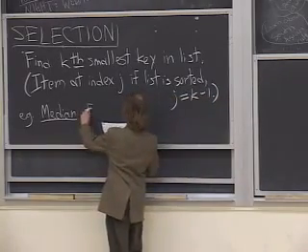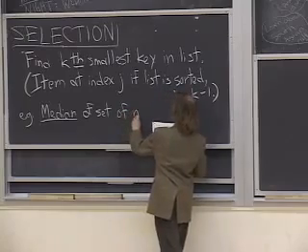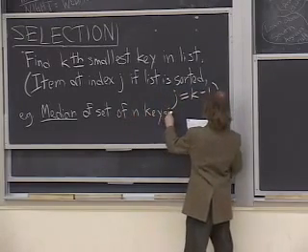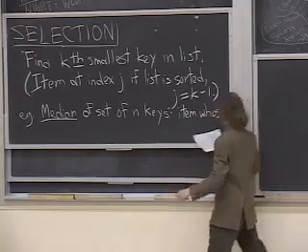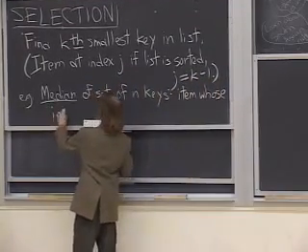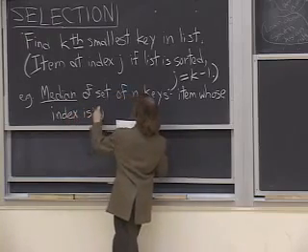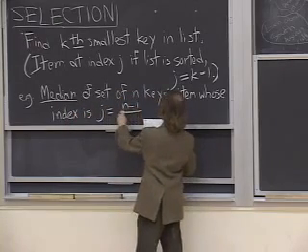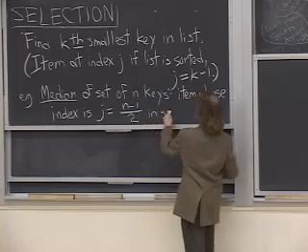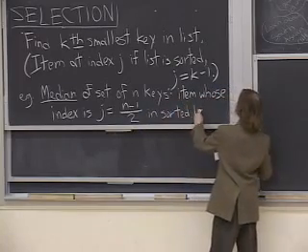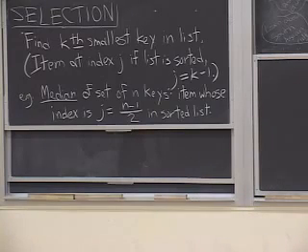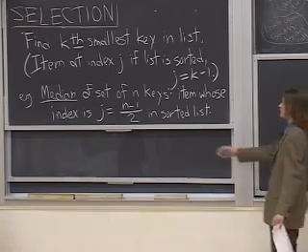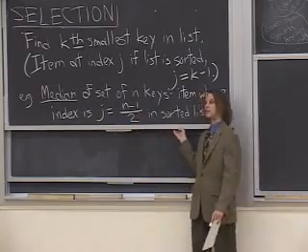So the median of a set of n keys means the item whose index is n minus 1 over 2 in the sorted list. Or at least that's its index if n is odd. If n is even, of course, there are 2 median keys, and you can usually pick either one for most applications. And so round up or round down when you divide by 2.